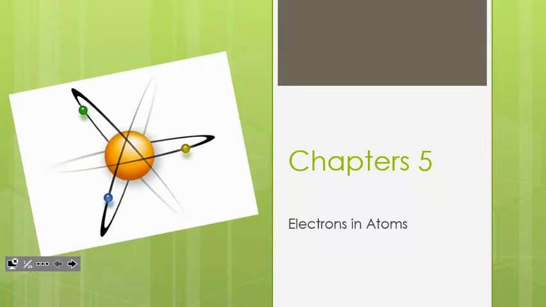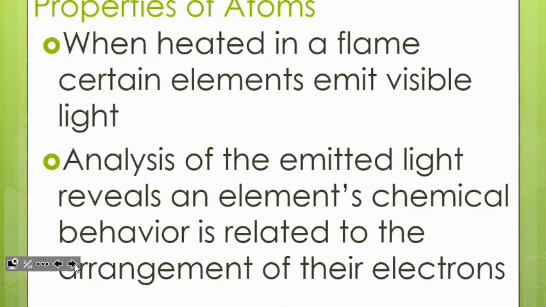Today we're going to be talking about electrons and atoms. This is the first of several videos where we discuss information about the electrons in the atom. So as you know, when you heat anything in a flame, certain light is often emitted, and that's different colors based on what is being heated.